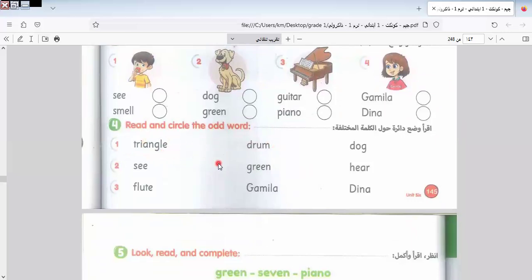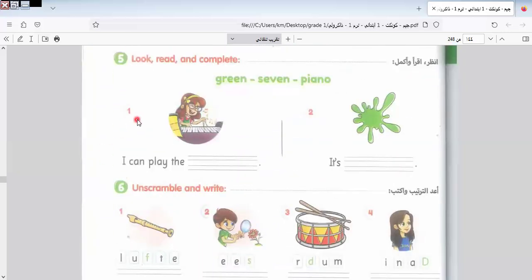Here is read and circle the odd one. Here we have two things related to musical instruments, and one is not, which is dog. Here, green: we have two senses and one is different. It will be green. Flute, Jamila, and Dina: we have two names and one is not a name, which is flute. Here, let's continue the rest of the exercise. I can play what? I can play piano. Okay. It's green.